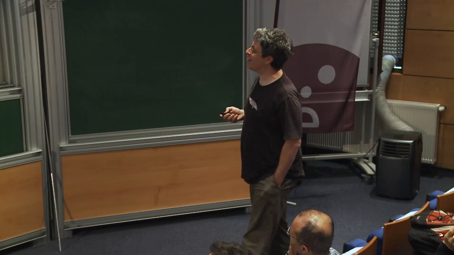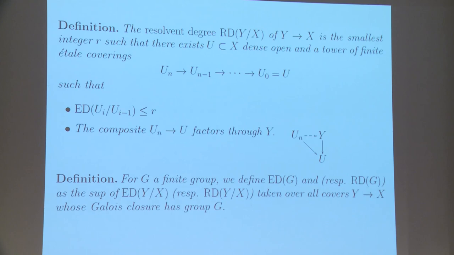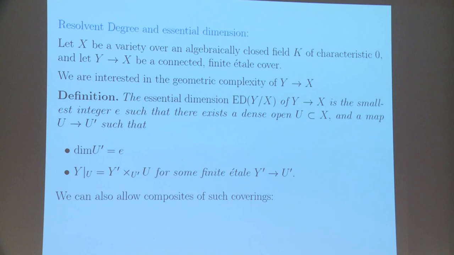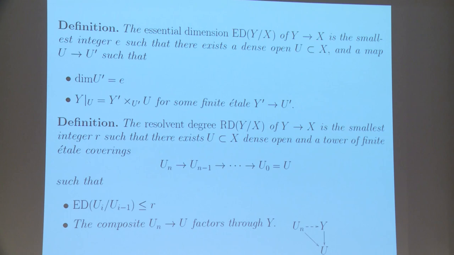Okay. So here we have the definition again of resolvent degree. There are two notions: one for the individual covering, whether it comes from something of small dimension, and then towers. And then there's a notion for a finite group: you can define the essential dimension and resolvent degree of the group G as the sup over all coverings Y over X such that the Galois closure has group G. This is in a fixed characteristic. I'm in characteristic zero, my k was characteristic zero. Later on, I'll use some arguments right at the end in mixed characteristic. But for now, most of the talk, k will be in characteristic zero.